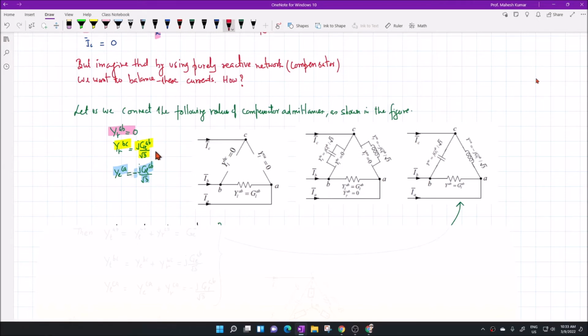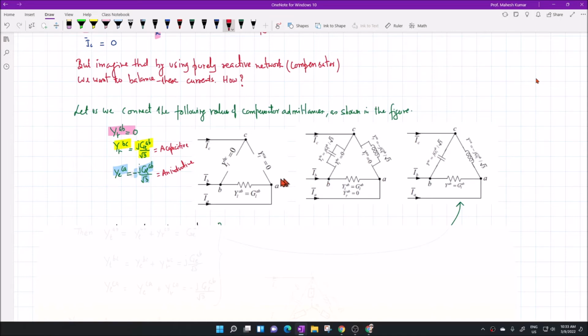Basically, we are connecting a capacitance here because this is a positive susceptance. A capacitance has a positive susceptance value, and this is an inductance because this is a negative value of susceptance. A susceptance with a negative value is basically an inductive load.